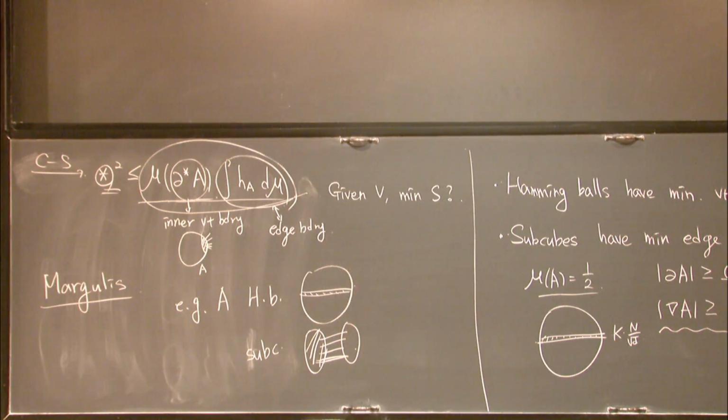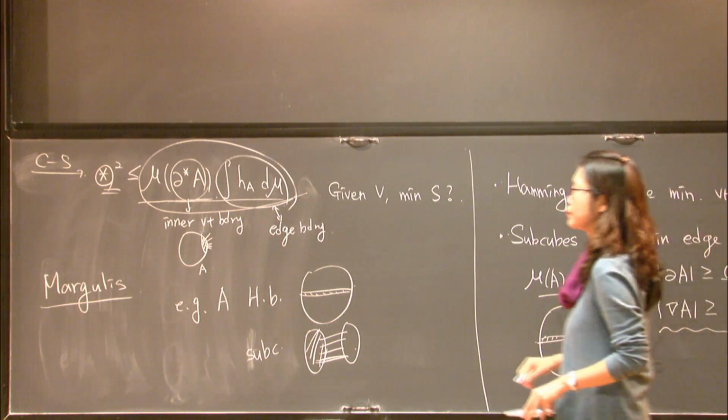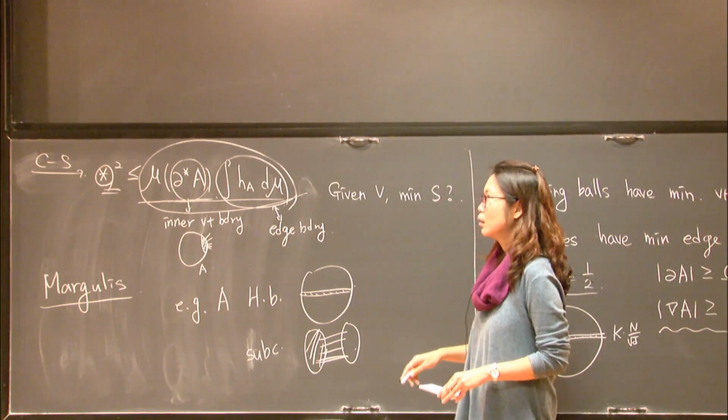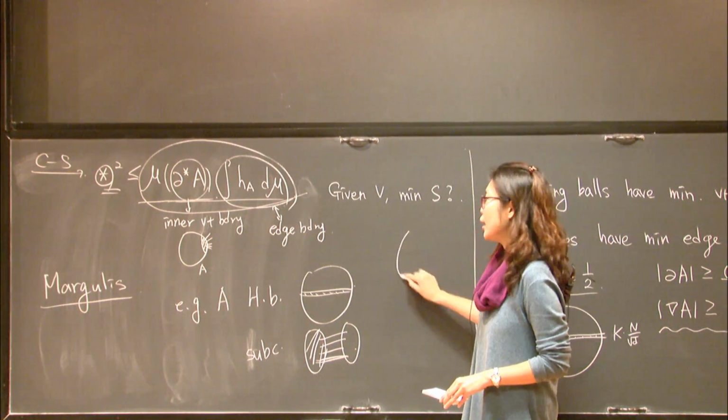Yes? Can you interpolate between, I mean, if you take a Hamming ball and cross it with, take the direct product with some subcube, do you get some sort of tightness here in the whole regime, as you lower one and raise the other? Can you get that, or is it true that for any vertex boundary, edge boundary, the product is at least a constant times that thing?